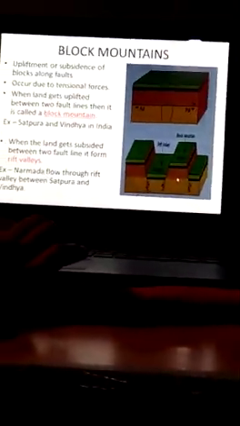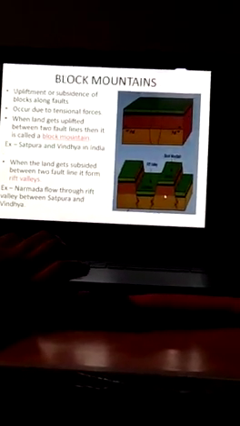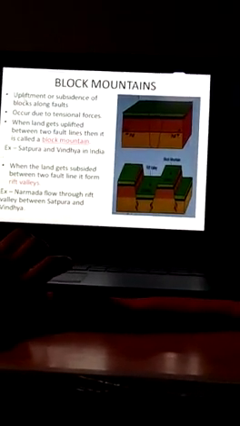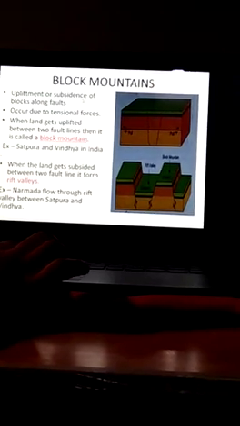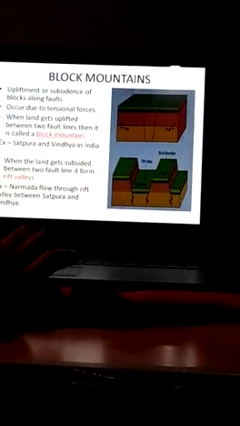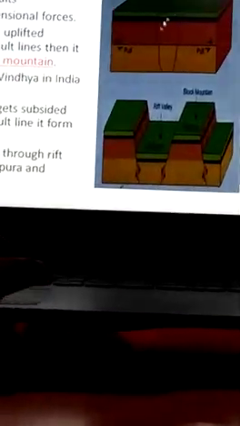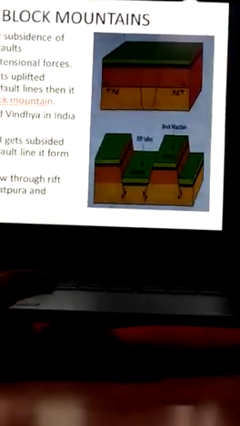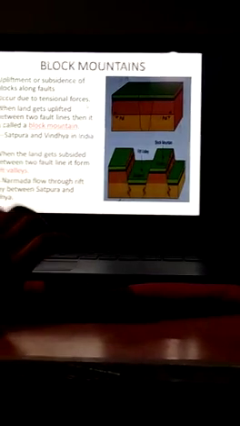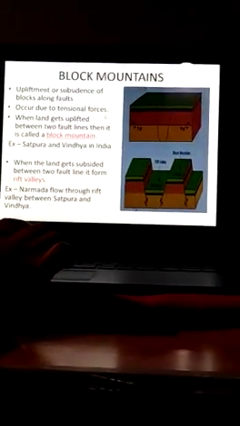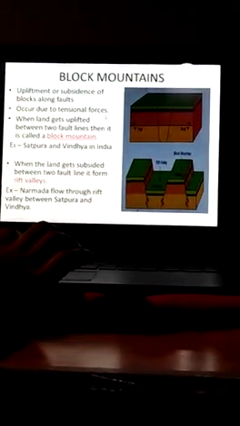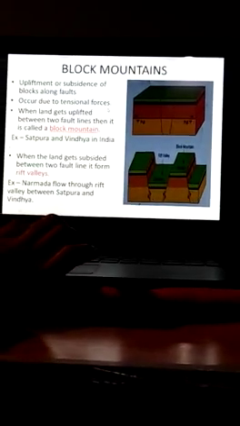The next mountain is the block mountains. Block mountains are formed due to upliftment or subsidence of blocks along faults. These are the faults or the cracks. You can see this. They occur due to tensional forces. Fold mountains occur due to compressional forces and block mountains occur due to tensional forces.